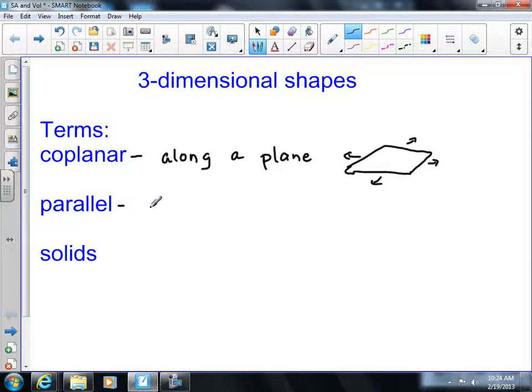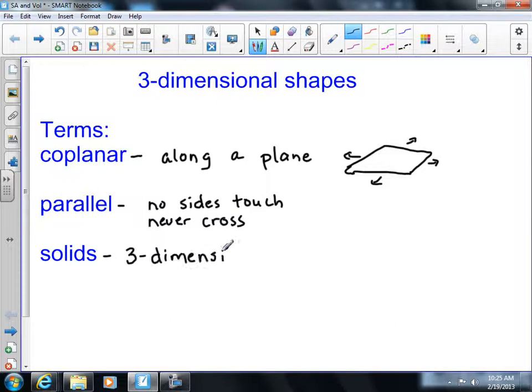Parallel. Parallel means that no sides touch, and they will never intersect. Never cross or intersect. And solids are three-dimensional shapes or figures. And that's going to be what our focus is really for today.